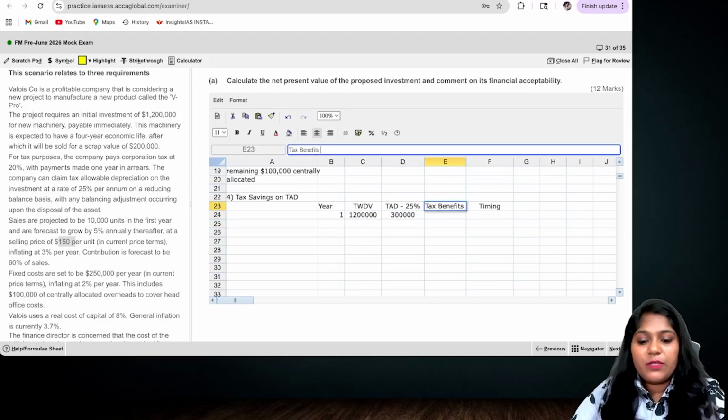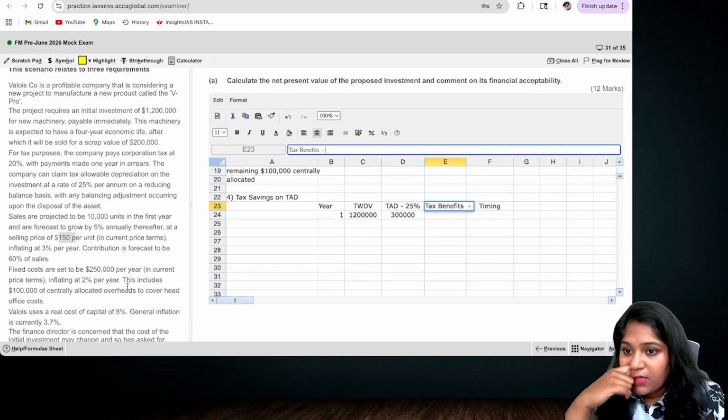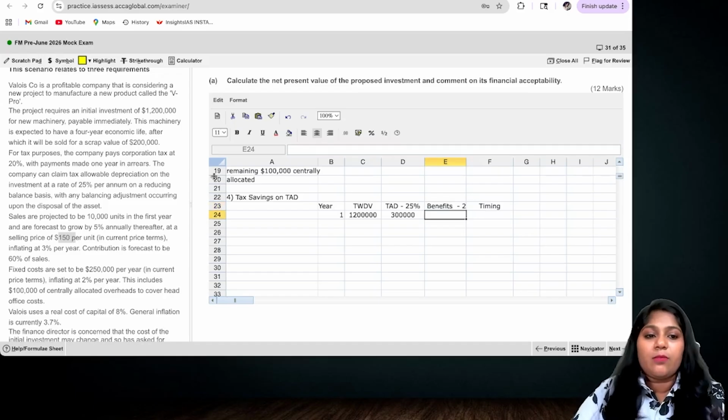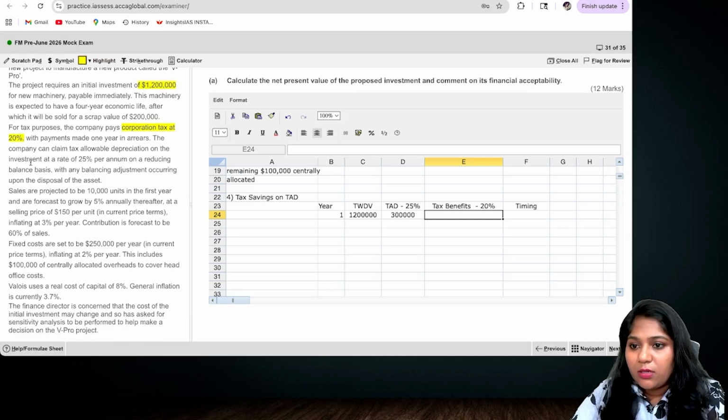My tax benefits are at the tax rate of, how much is the tax rate in this question? If you can see, guys, tax rate is 20%. Guys, always highlight. It's very important. So, corporation tax of 20%. They've given an option to highlight. Highlight it and keep. This is the initial measurement. Highlight it and keep. And 25% per annum on a reducing balance method. Highlight it and keep.